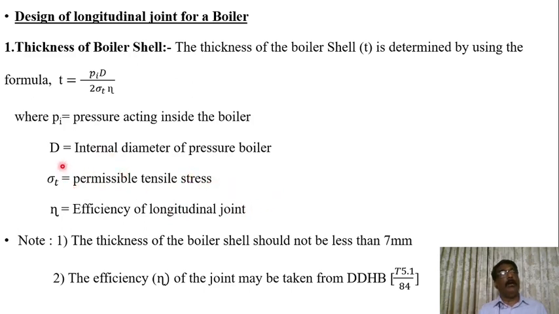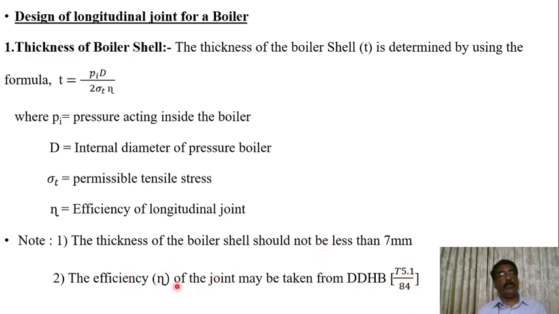This formula can be directly taken from the design data handbook written by Mahadevan and Balaveera Reddy, equation 5.1, page number 79, fourth edition. Note 1: the thickness of the boiler shell should not be less than 7 mm, because it has to withstand the inside pressure. And the efficiency of the joint may be taken from DDH, table 5.1, page number 84.